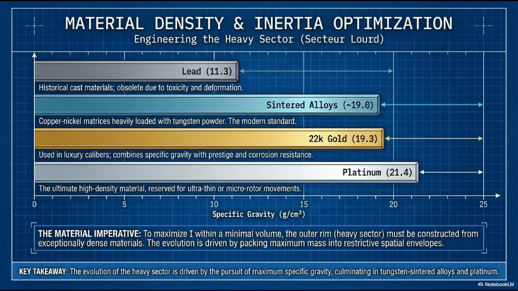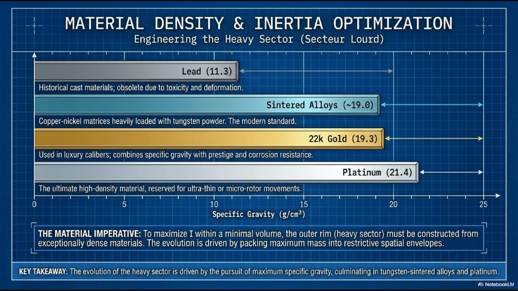Let's look at how material density optimization plays into engineering the heavy sector. We are looking at a timeline of specific gravity, measured in grams per cubic centimeter. At the low end, around 11.3, we have lead. These were historical cast materials used in early bumpers. Lead is entirely obsolete today due to toxicity, extreme softness, and deformation over time. Moving up, we hit the modern standard, sintered alloys, hovering around 19.0. These are copper-nickel matrices heavily loaded with tungsten powder. They provide incredible density at a reasonable manufacturing cost.